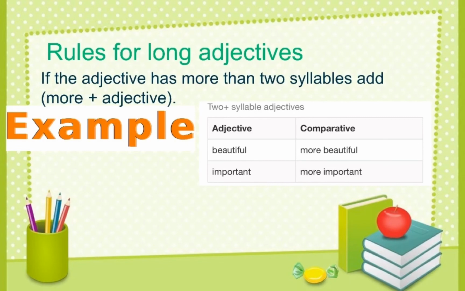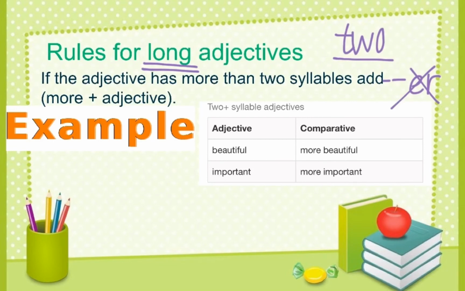Now, we have the rules for long adjectives. This means that they have more than two syllables. So, in this case, we do not add ER. We do not add an R or drop the Y for an I. No, we use two words. In this case, we're going to focus only on one because we're talking about comparative adjectives. We use the word more. Beautiful, more beautiful. Important, more important.